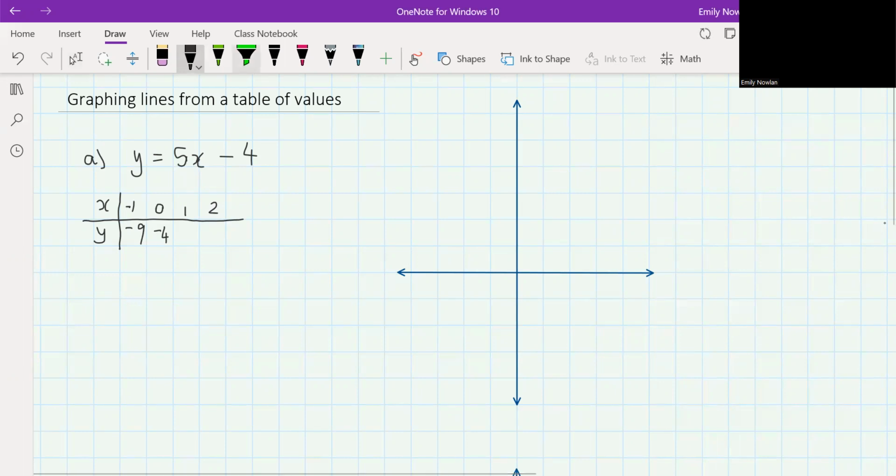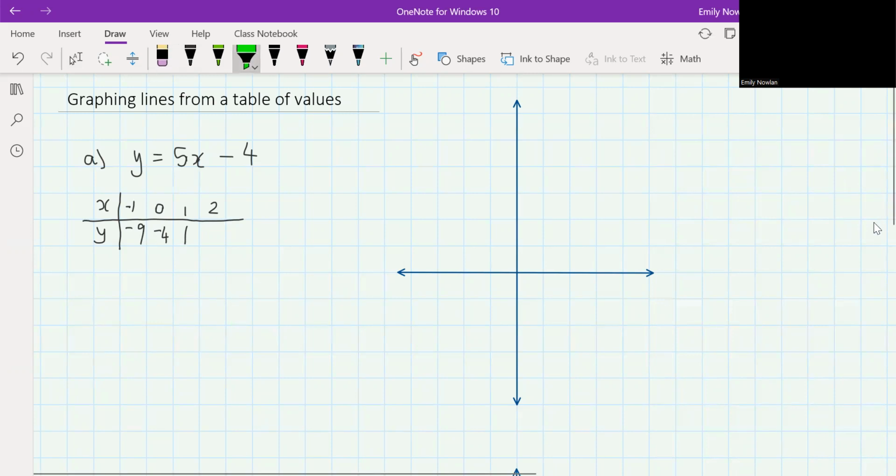Okay, next thing we're going to do now is when x is 1. That's what we have to put in there. x is 1. So we go y equals 5 times 1 minus 4. So 5 ones are 5, minus 4 is 1. So underneath here, when x is 1, y is 1.